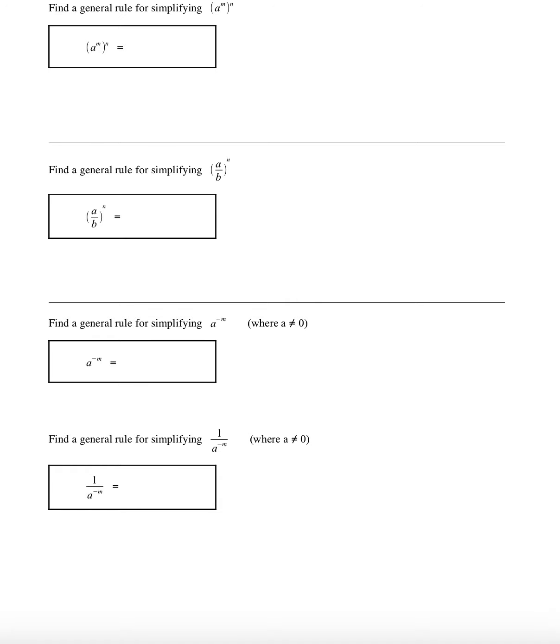Find a general rule for simplifying an exponent raised to another exponent. Let's start with a simple example, such as a squared raised to the power of 3. What would this be if I wrote it all out? Well, it's a squared times itself to the third. That would be a times a times a times a times a times a.